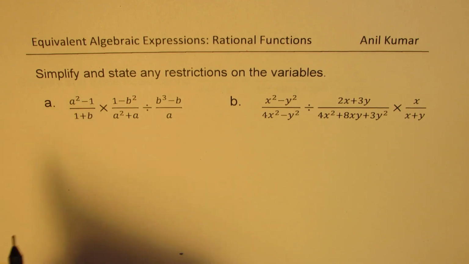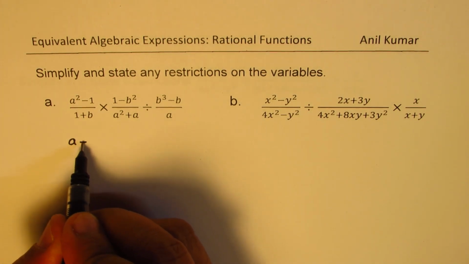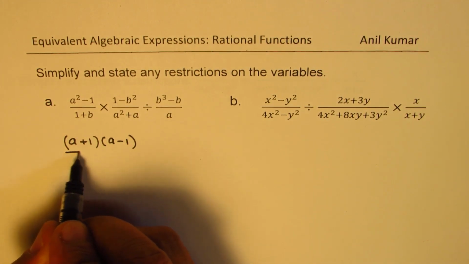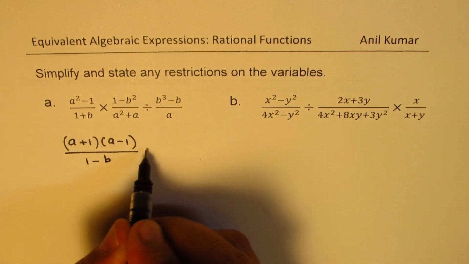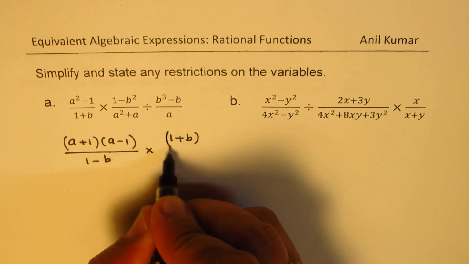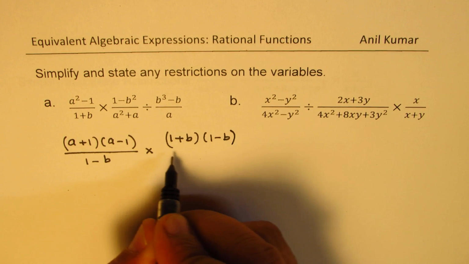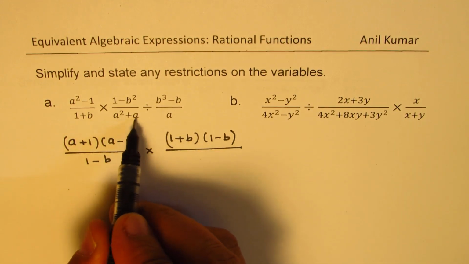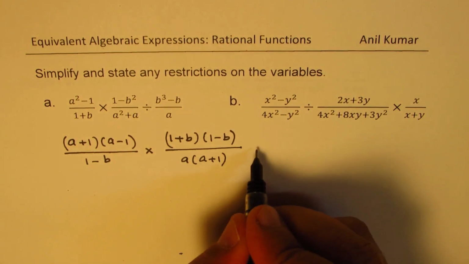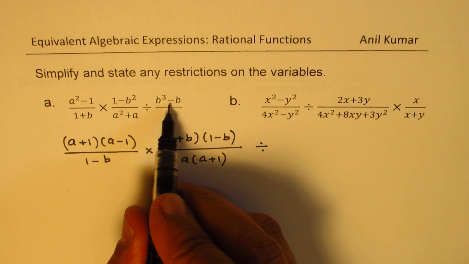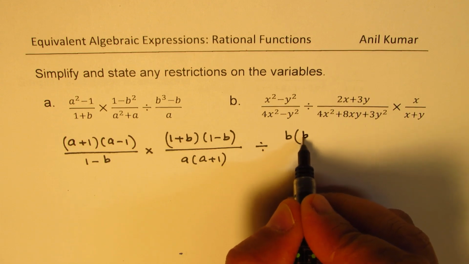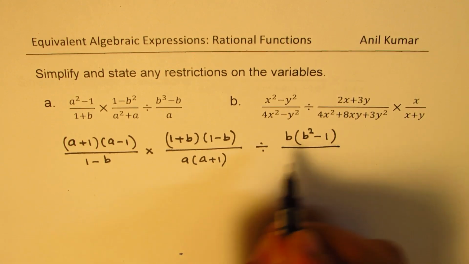We are given a square minus 1. It could be factored as a plus 1 times a minus 1, right? Denominator is 1 minus b times 1 minus b square, which can be written as 1 plus b times 1 minus b, divided by, here we can take a common, so we get a plus 1 as the other factor. Then we have divided by b cube minus b. So we can take b common, right? So we get b square minus 1 over a.